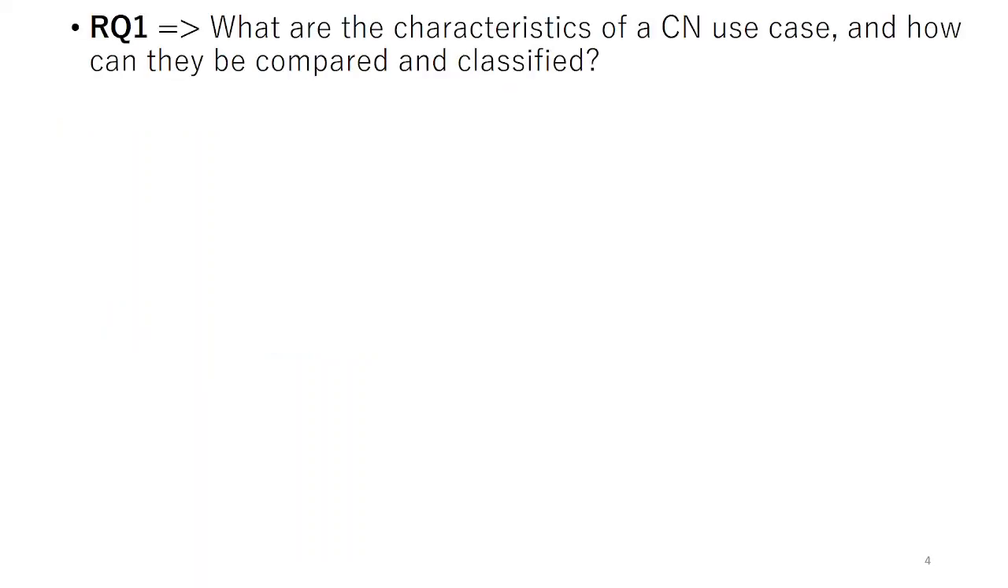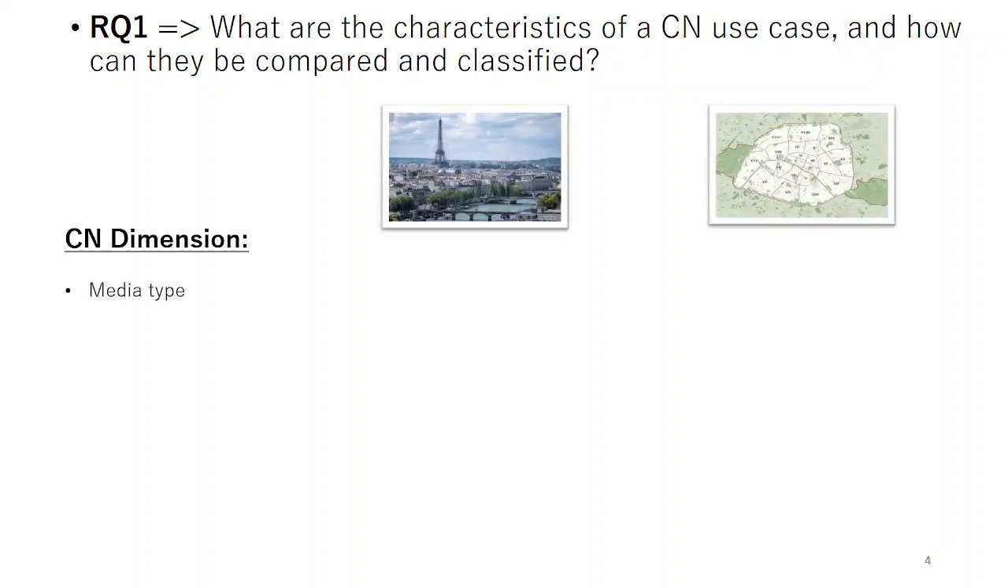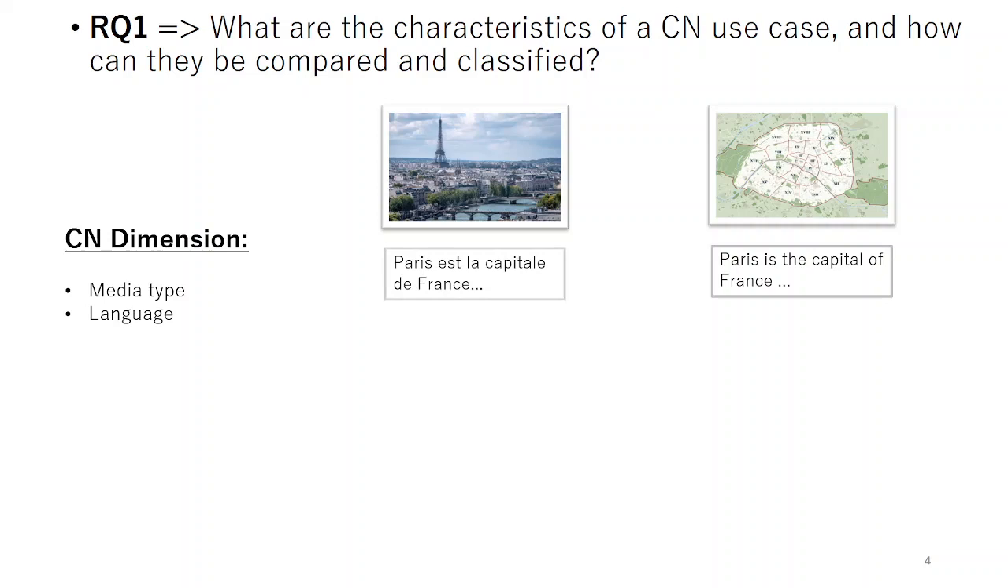So this work was done mainly to answer one of the research questions I'm trying to tackle in my thesis, which is, what are the characteristics of content negotiation use cases and how can they be compared and classified? So we identified three main characteristics, starting with the content negotiation dimension. We've seen already the media type dimension to say that I want an image, I want a map, I want text. We have the language dimension to say I want the representation to be in Arabic, in French, in English.